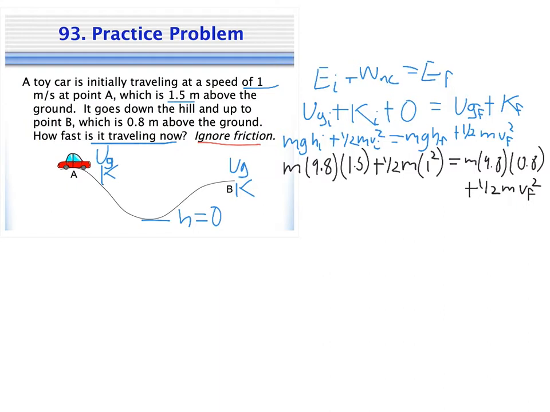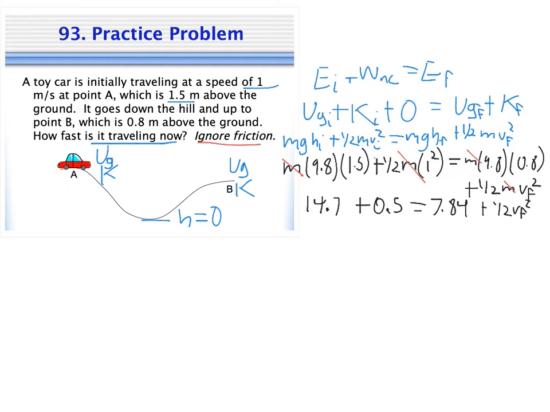So we notice that we don't actually have the mass. However, that mass does appear in every single term. And so what that means is, because the mass is in every single term, that mass will divide out. Okay, and so what I'm left with here is 14.7 plus 0.5 is going to be equal to 7.84 plus 1/2 VF squared.